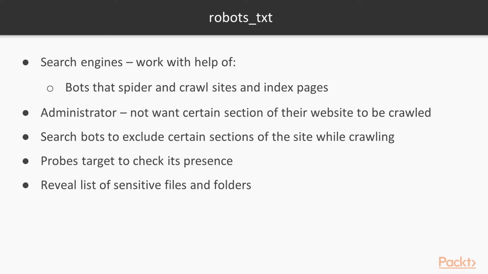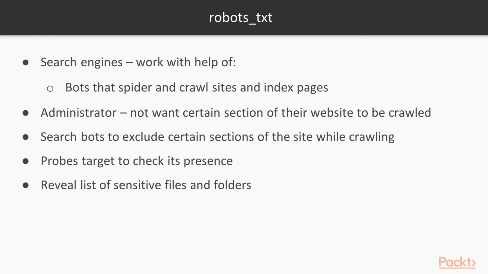Now we will see robots.txt. Most search engines work with the help of bots that spider and crawl the sites and index the pages. However, an administrator of a particular website might not want a certain section of his website to be crawled by any of the search bots. In this case, he uses the robots.txt file to tell the search bots to exclude certain sections of the site while crawling.